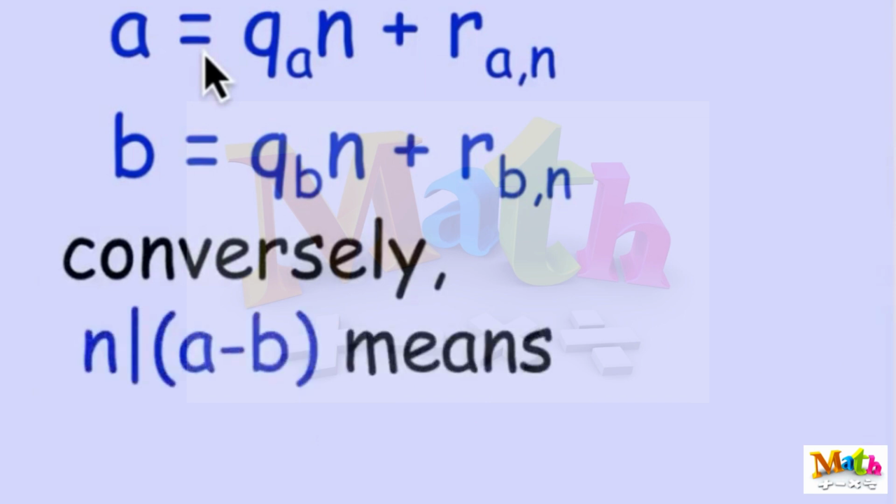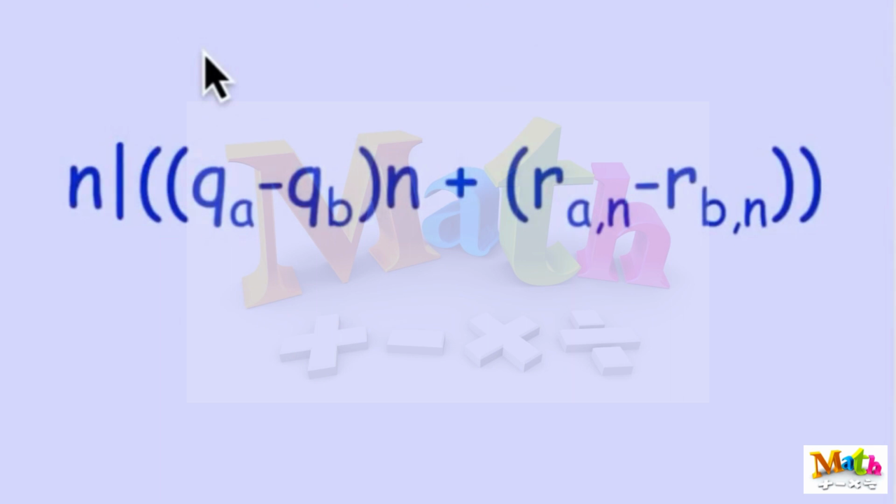So in the converse, I'm going to assume that n divides A minus B, where A and B are expressed in this form by the division algorithm or division theorem. So if n divides A minus B, looking at A minus B in that form, what we're seeing is that n divides QA minus QB times n plus the difference of the remainders. That's what I get just by subtracting A and B.